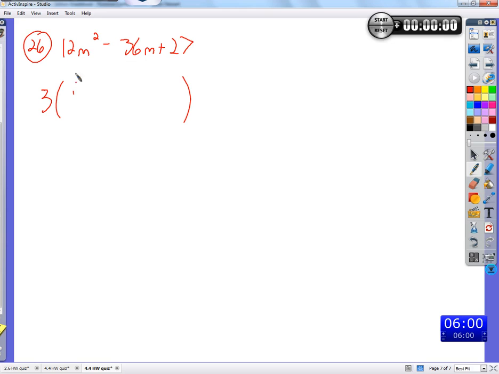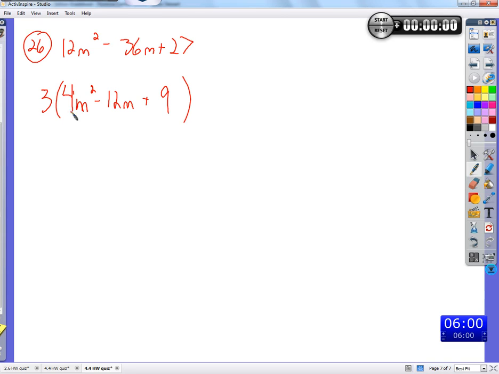So three times what is 12m squared? Four. 4m squared? Okay, and how about for 36, three times what? Minus 12m. 12m, and three times 9 will give us 27. To make sure we did it right, we just go back and distribute the 3 back in there and see if we get the result.